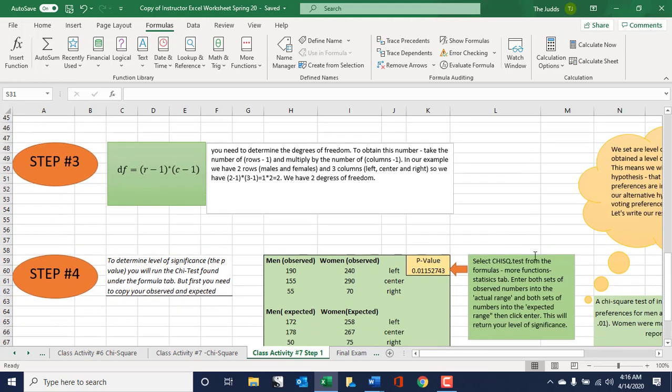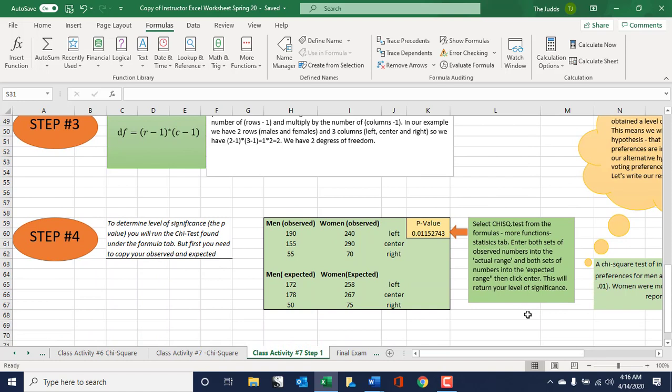Now we have to determine the level of significance. Is this significant? If you'll think back, when we set our hypothesis, we're going to set an alpha level, and our standard is 0.05. Anything lower than that is going to be significant. Anything higher than that is not going to be significant. So how do we know if our 8.93 is significant or not? To determine that, we have to run the chi-square test.